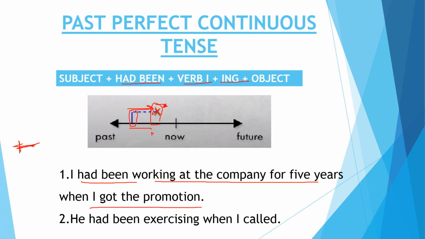He had been exercising when I called. When I called is also an action. So what was he doing at that time? He had been exercising. This is how we talk about two events, where one event still continues when the other event has already started in the past. Let's see a few more examples.